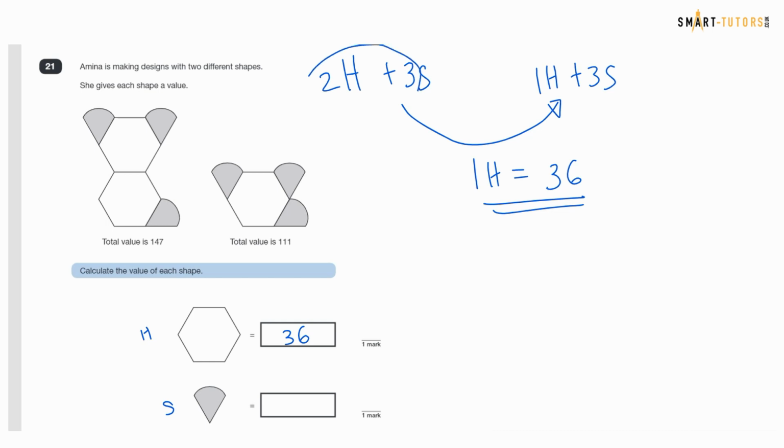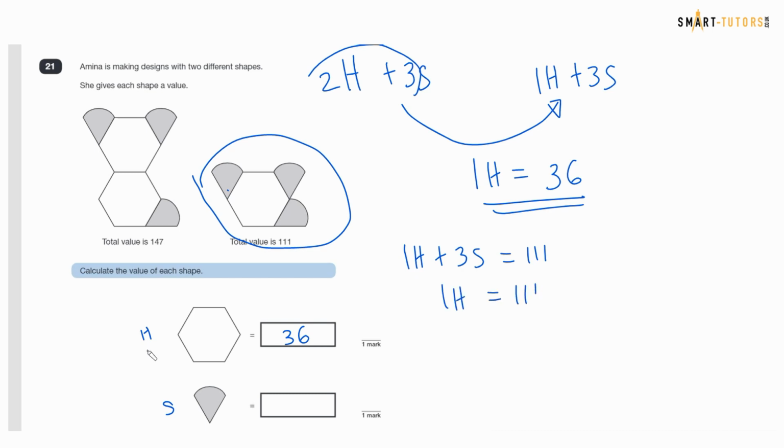And then you need to find out the sectors. So if one hexagon is 36, you need to do 111 minus 36, which is 75. And so you need to do 75 divided by 3, which is 25. So 25 is your answer. Very well done. So 25 for the sector.